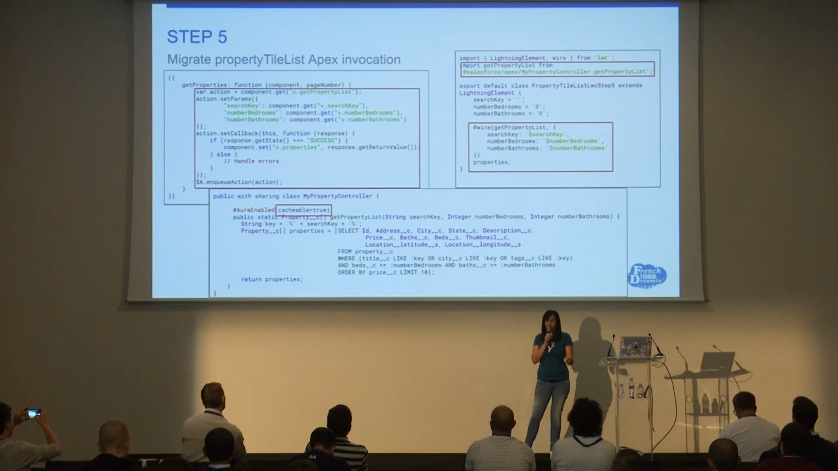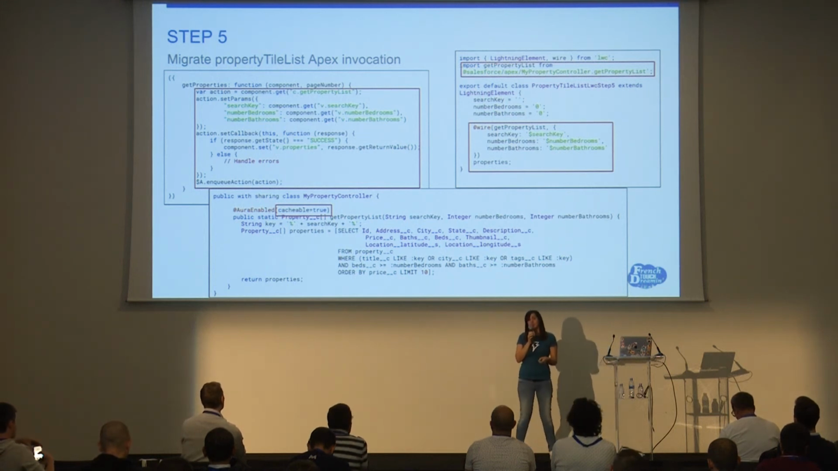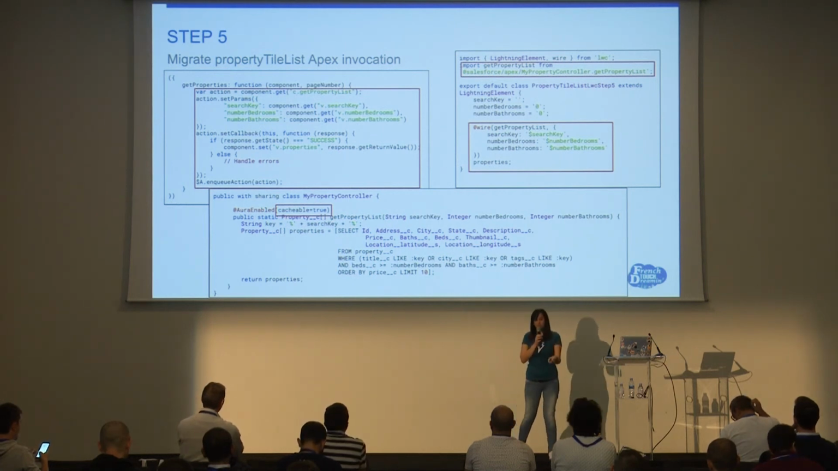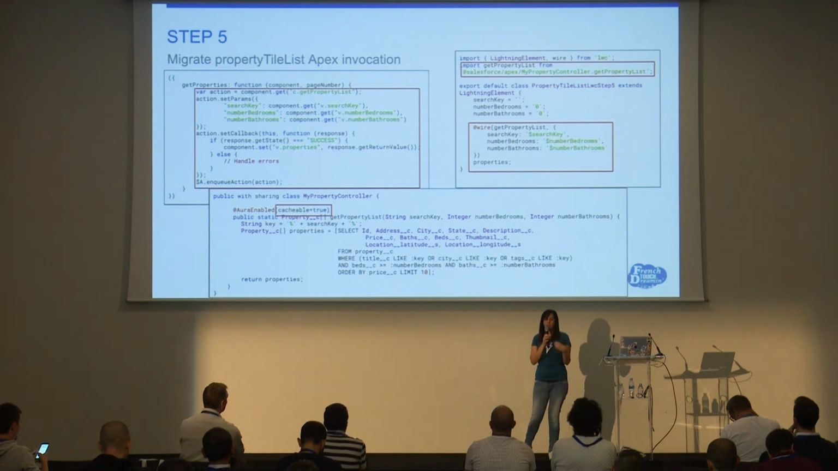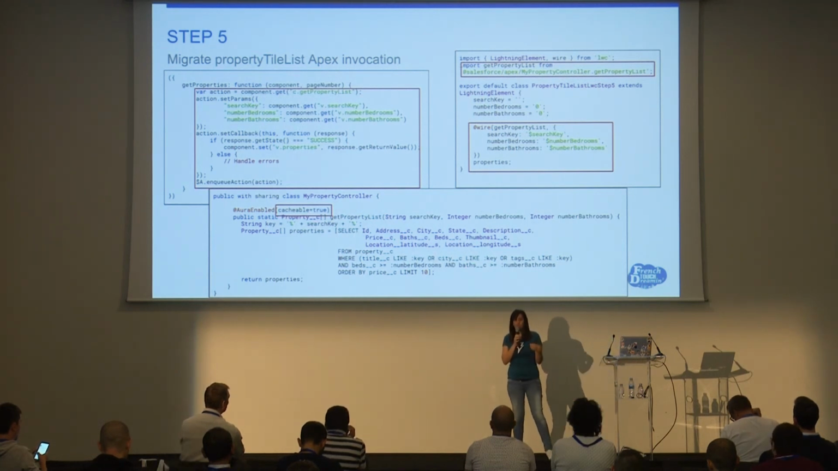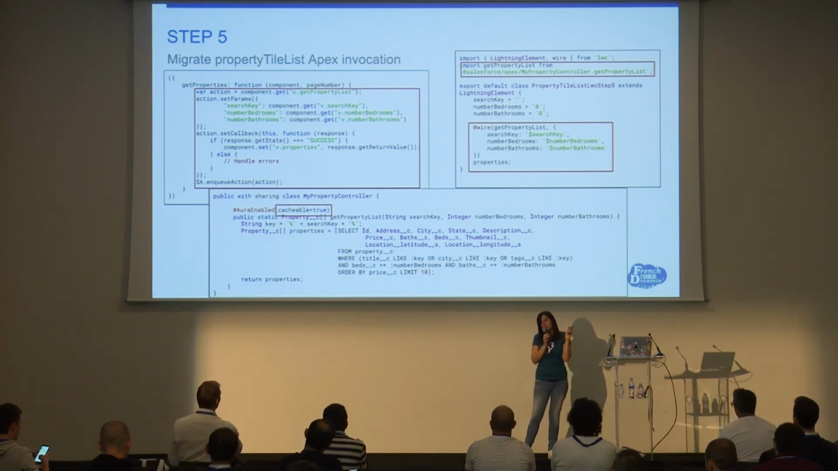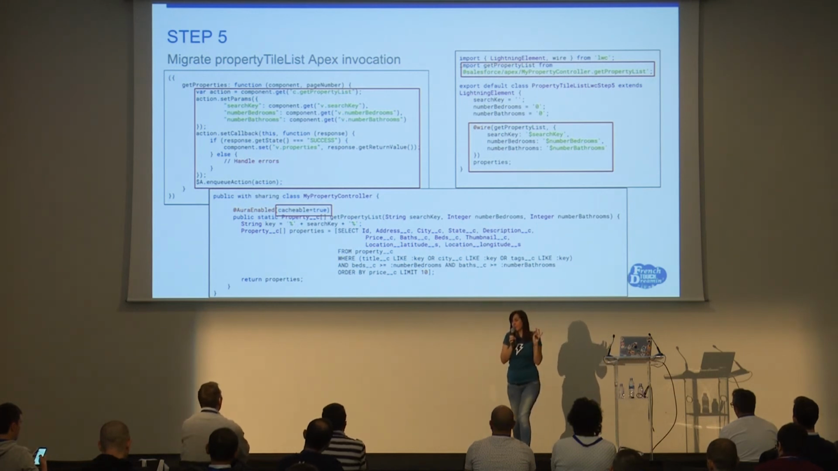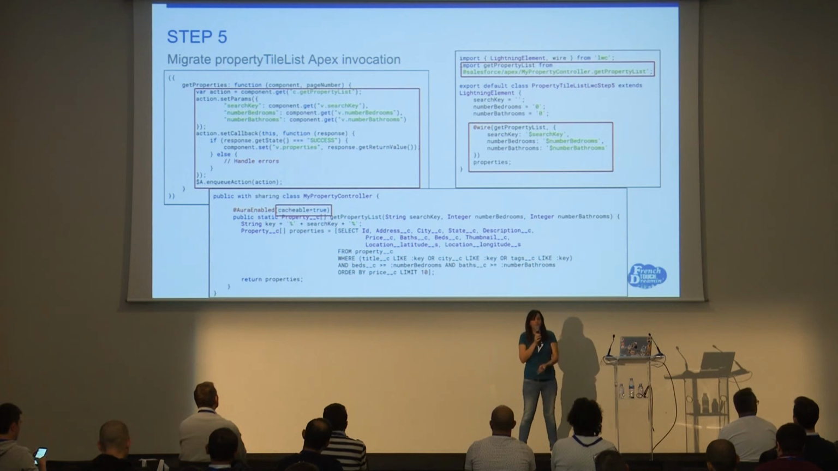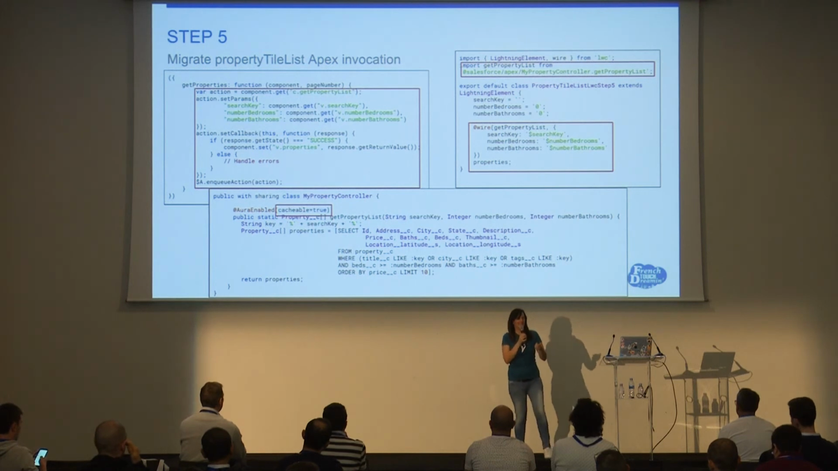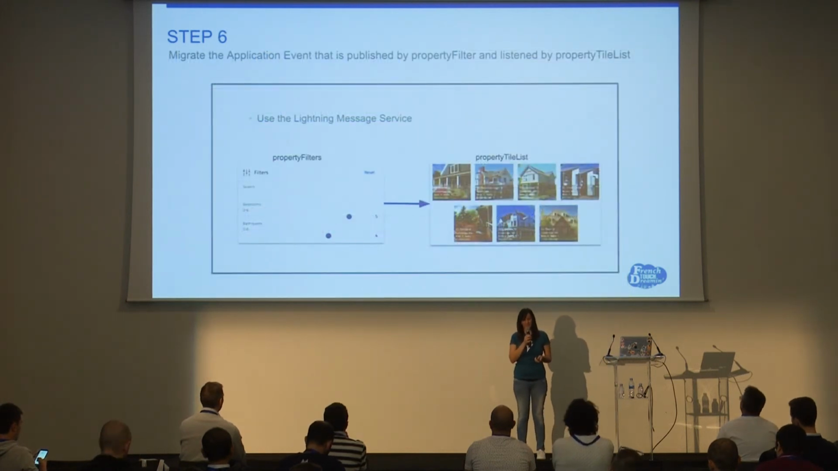So the first parameter is the Apex method. Second parameter is the attributes that I want to pass to my Apex call. And with that decorator, I'm going to decorate a property or a function. So what's going to happen here is that each time that I change one of the parameters, the search key or the number of bedrooms or bathrooms, the Apex method is going to be executed in a smart way. So this Apex method will bring the data either from the cache or from the server, and is going to store that data into my properties property.